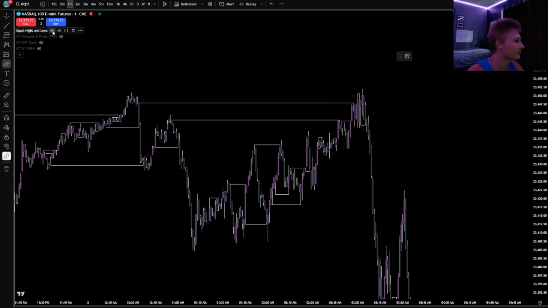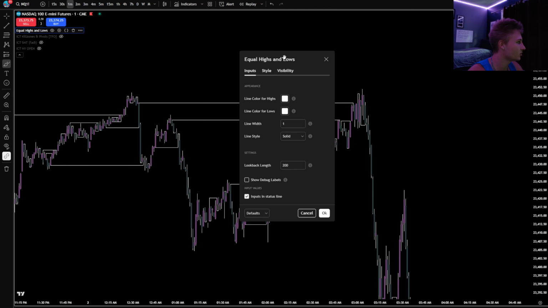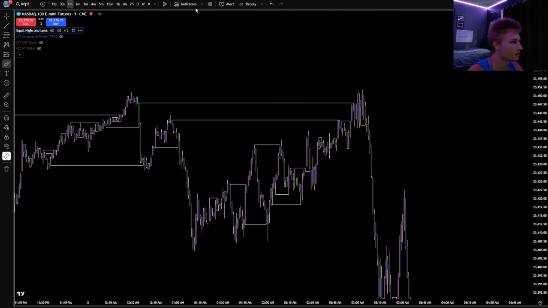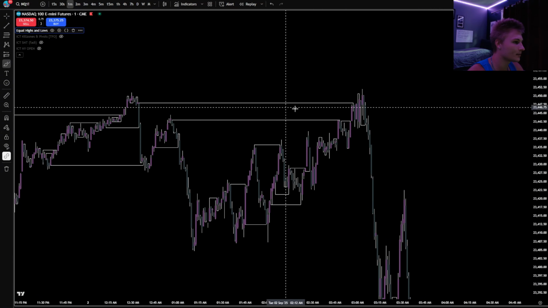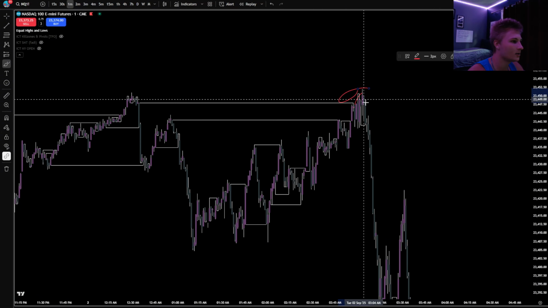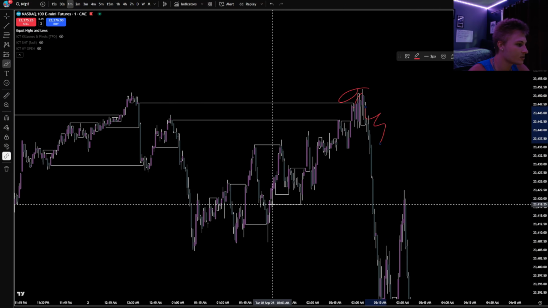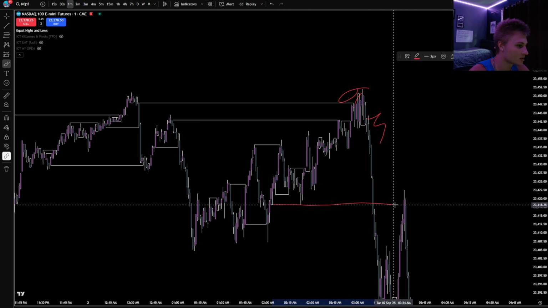Also, there's an indicator for this. If you guys want to grab it, it's free as well. Right there, equal highs and lows. Just look it up in the indicators tab. You can see we form the equal lows, or we form the equal highs, swept it out, and then reaction out. And also, you can use equal highs and lows as a target or a spot to move to break even at.